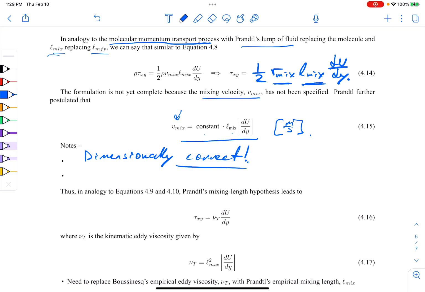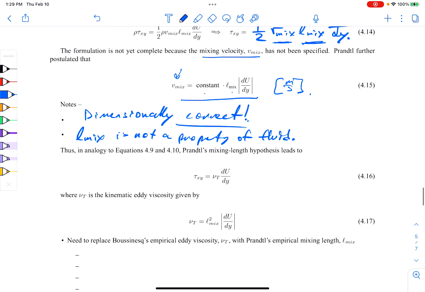And you also might note that truly L_mix, the way he described it, is not a property of the fluid. For example, Andrei Kolmogorov would maybe use structure functions to try and find length scales. This is just sort of a philosophical definition. So that's a closure.